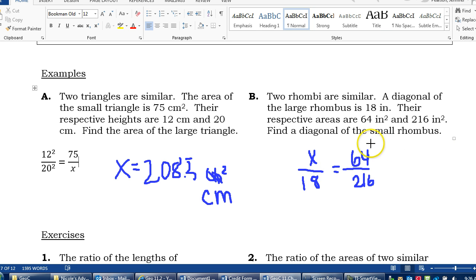So I have these set up. Here I have my squared units, and here I have my regular inches, and I want my answer to be in regular inches. A diagonal is measured in inches. So I need to square root these values so that I can cross multiply, divide, and get my answer for the length of the small diagonal.